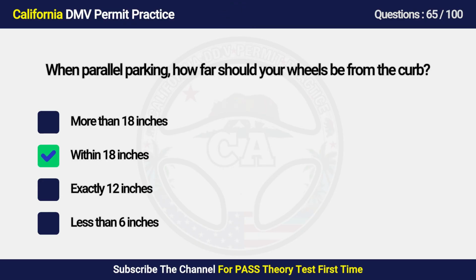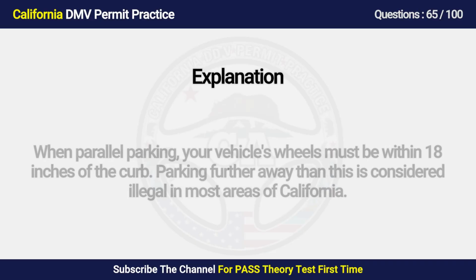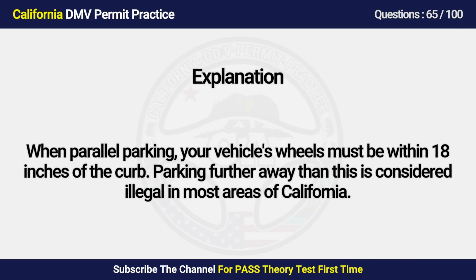Answers is B. Within 18 inches. When parallel parking, your vehicle's wheels must be within 18 inches of the curb. Parking further away than this is considered illegal in most areas of California.